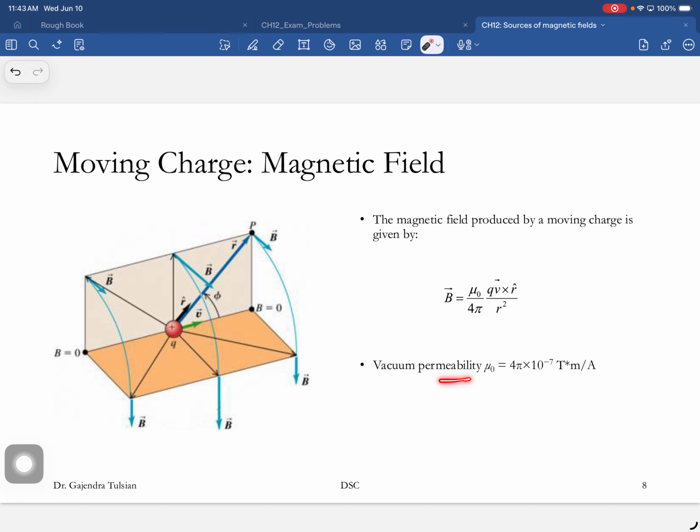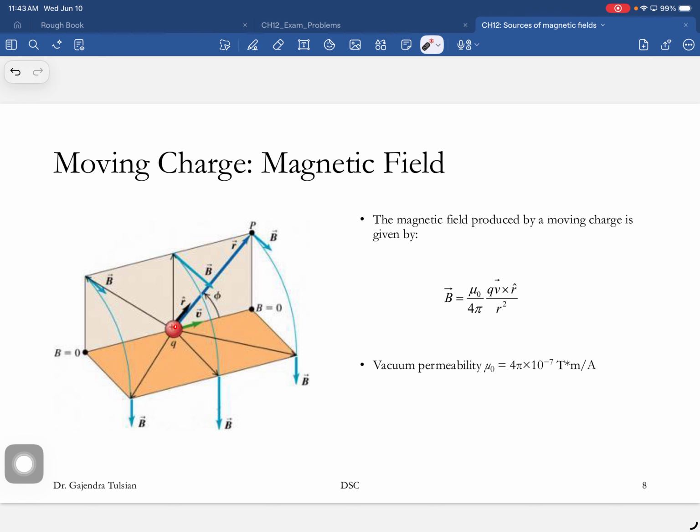Mu naught is a constant. It's called the vacuum permeability. That is the constant, divided by 4 pi. Then q, the charge of the particle. Greater the charge, greater the magnetic field strength it'll produce at that point. Then V cross r hat. Faster it's moving, greater the magnetic field.